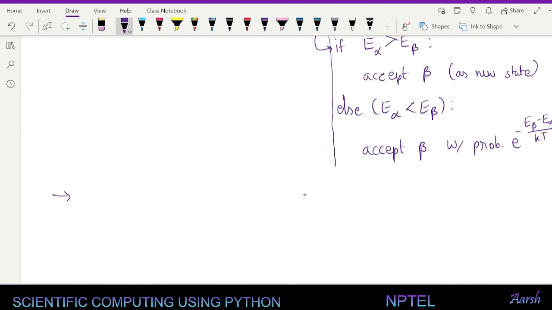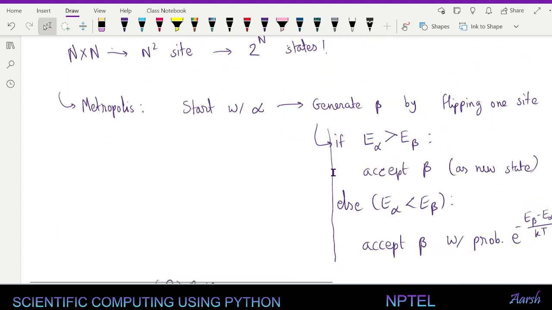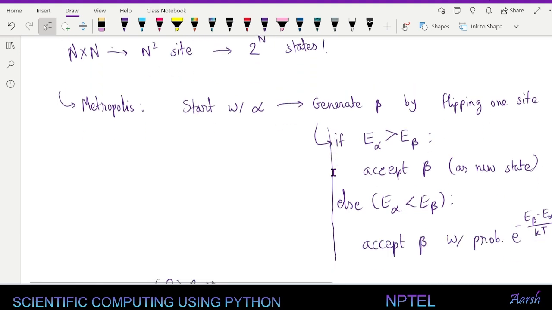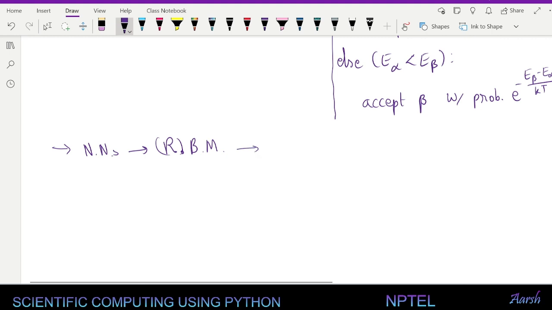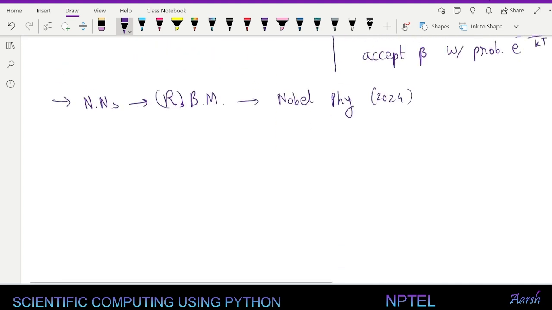Similarly, in a way you can in fact design neural networks. Those are called Boltzmann machines. Okay, and you can make it recurrent also. So recurrent Boltzmann machines kind of learn the patterns in the states, and then they can generate the states which follow this distribution. And in fact, the person who made this won the Nobel Prize this year in physics. So Nobel Physics 2024. So you see how ideas percolate from one field to the other.